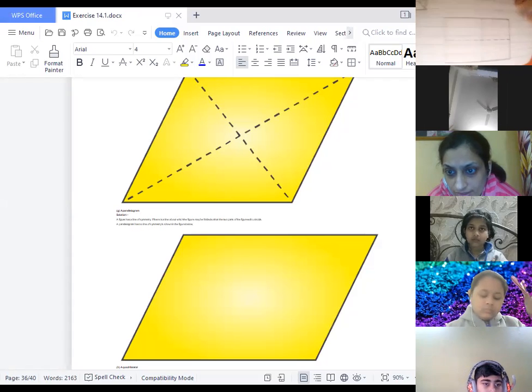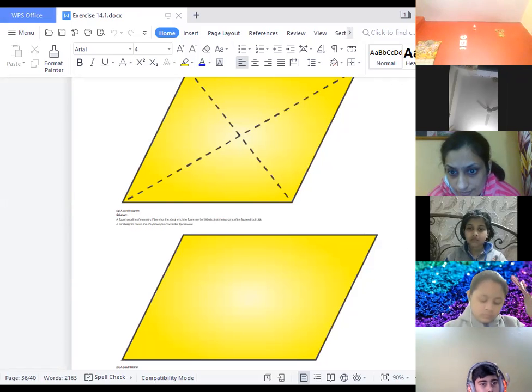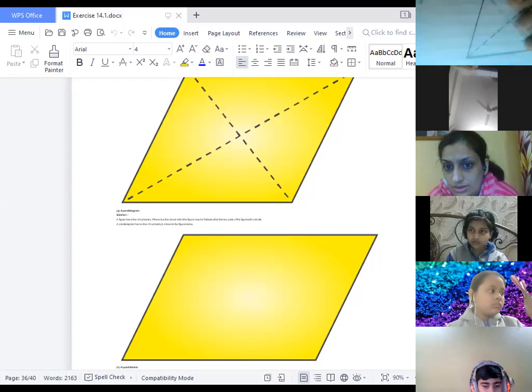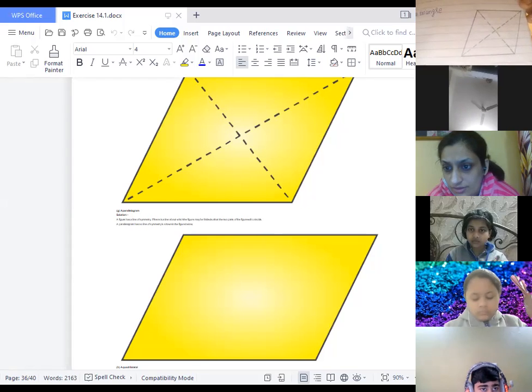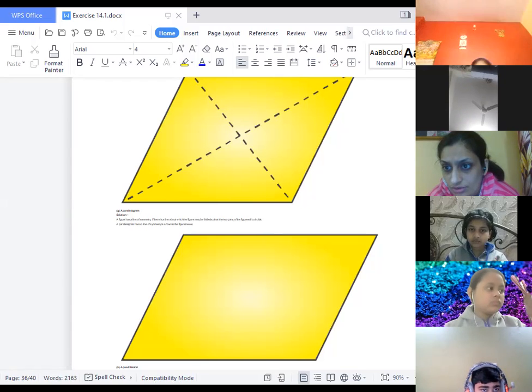Yes, Anupriya, right. Good. Swastik, Avika. Yes, Anupriya, very good. Very nicely drawn. Yes, Dhavanya, you also show me your notebook.